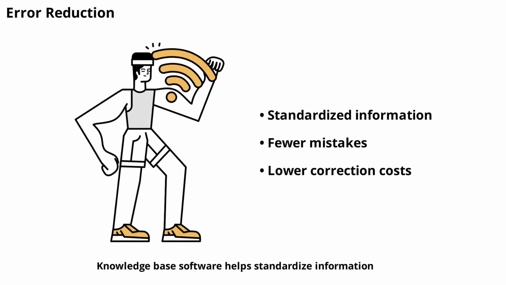Knowledge-based software helps standardize information, reducing the risk of errors and inconsistencies. When everyone has access to the same, up-to-date information, mistakes are less likely. This can lead to fewer costly errors and less time spent correcting them. To estimate this benefit, consider the cost of errors in your current process and how much you expect them to decrease with the new software.